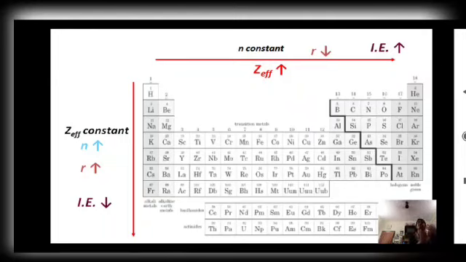Now from this discussion, what we can understand is which element in the periodic table has the highest ionization energy. We can readily say it is helium. And which one is the lowest? It can be seen it is francium, because it is the lowest in the periodic table.